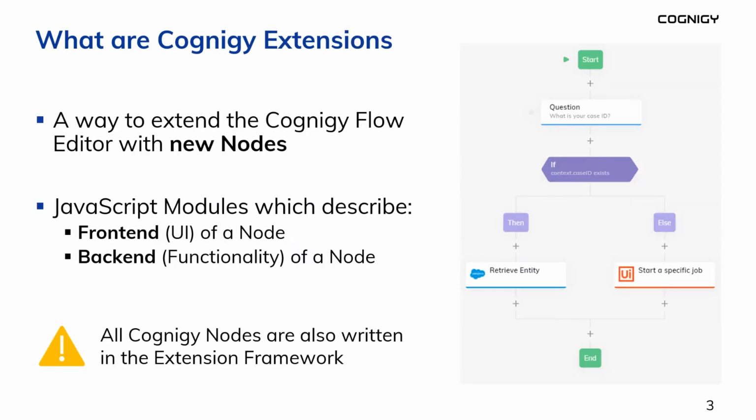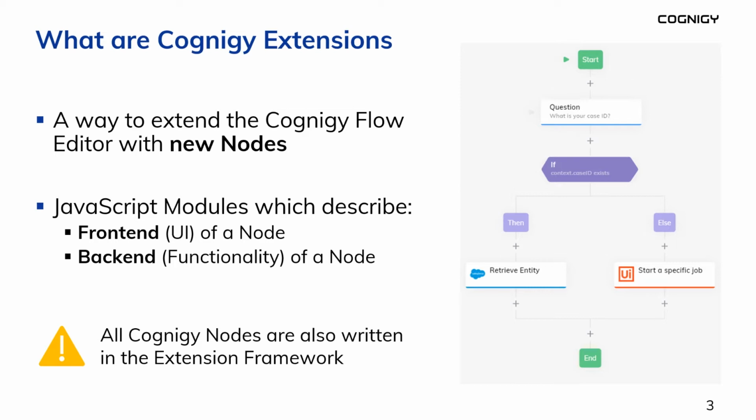Now let's start by looking at what Cognigy extensions actually are. Cognigy extensions are a way to extend the Cognigy Flow editor with new nodes. As you can see in two examples here on the right side, we have a Salesforce Retrieve Entity node and a UiPath Start a Specific Job node, and both of those are nodes that come from extensions.